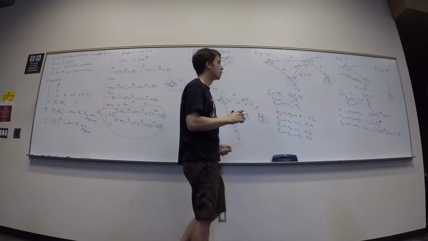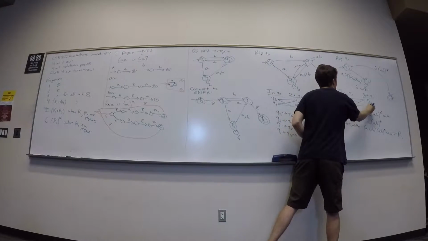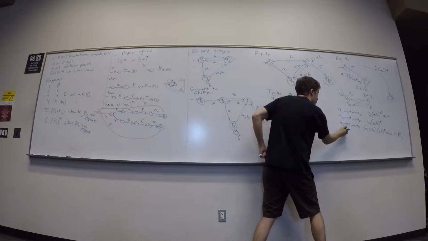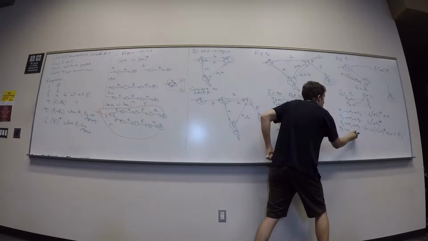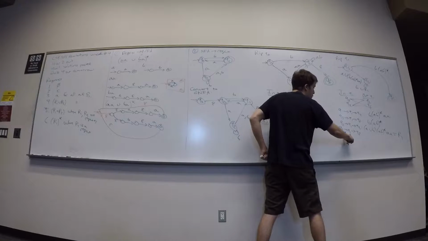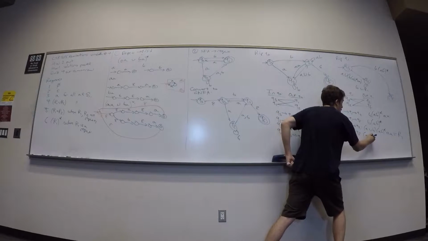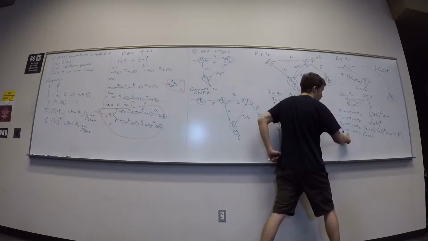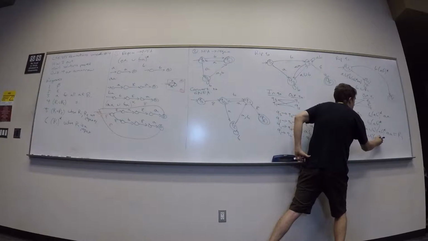Okay. 2 to F. So Q2 into Q1, back up to QF. Q2 to Q1, that's still going to be A union B. Q1 loop is still going to be AB star.